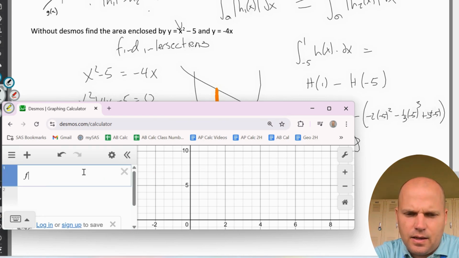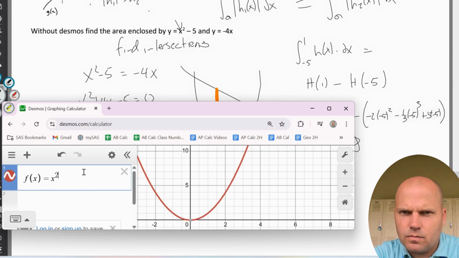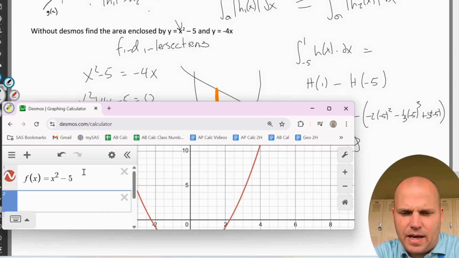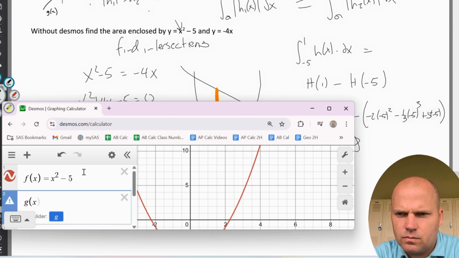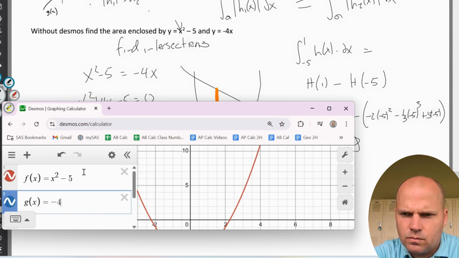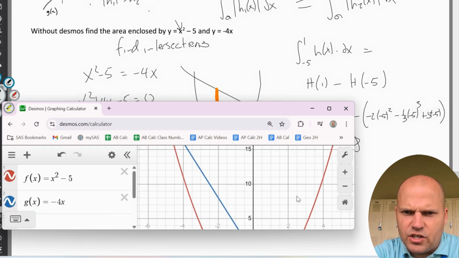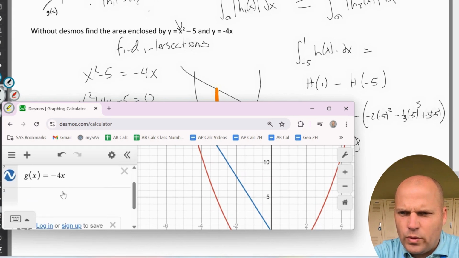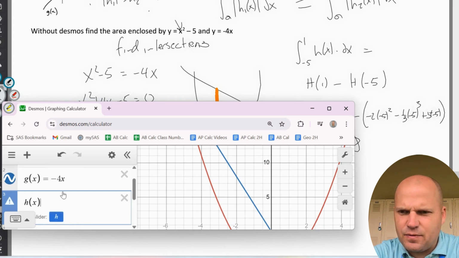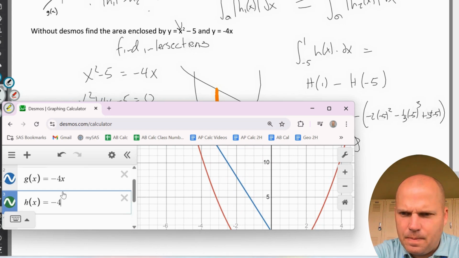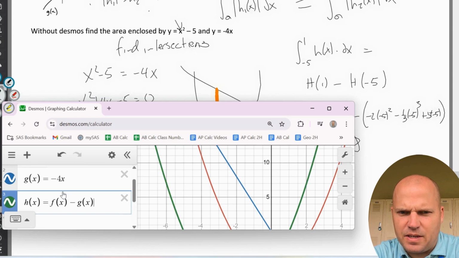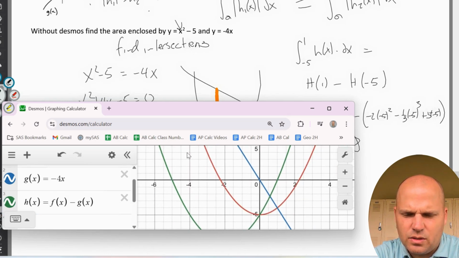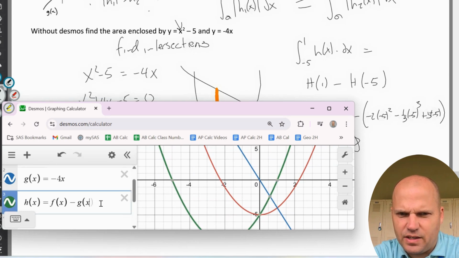We got the top, we got the bottom. See the region. It intersects at negative 5 and intersects at 1. Cool. We have heights, which need to be positive, which is our top minus our bottom, f of x minus g of x. It's about the same.